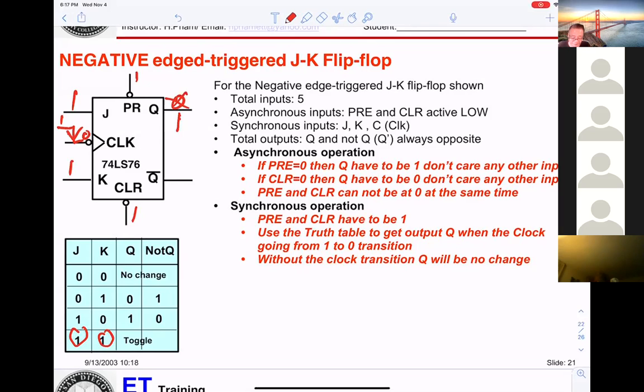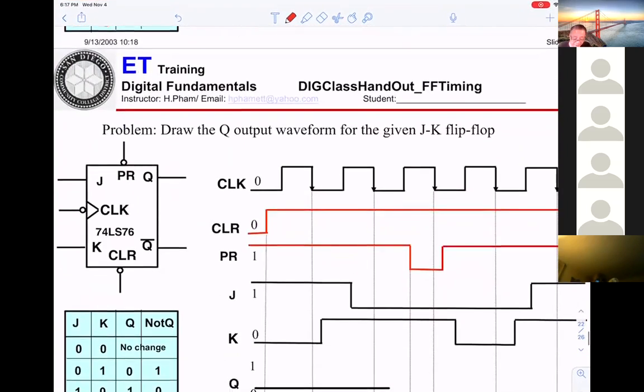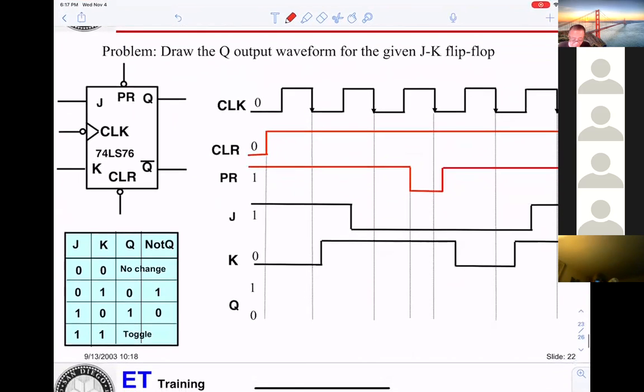Okay, if it's not, you do this for me. Draw that for me.